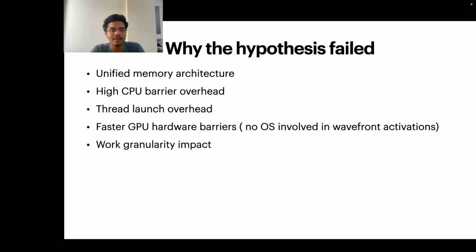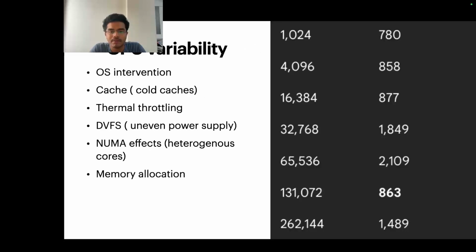The primary reason being that our hypothesis was flawed right from the beginning. I have assumed a kind of communication between the CPU and GPU where there's a write operation from CPU to GPU and there is a read back operation from the GPU to CPU. But this is a unified memory architecture on this mobile. And because of that, GPU can read data directly from the memory. It does not have to depend on the CPU. And the CPU is having a high barrier overhead. There's a thread launch overhead as well. So CPU is slower. And GPU hardware barriers are much faster.